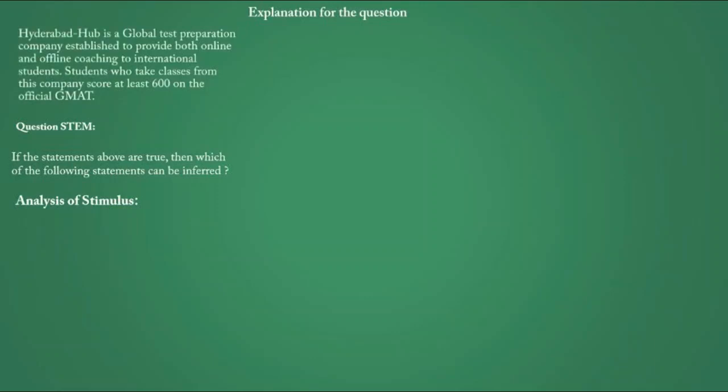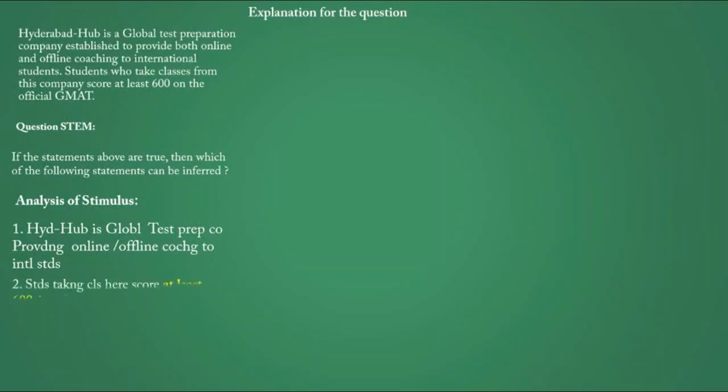Hyderabad Hub is a global test prep company providing online and offline coaching to international students. Students taking classes here score at least 600 in official GMAT. The central idea of the stimulus is Hyderabad Hub, which gives coaching to international students, students who give GMAT score at least 600 in the official test. I don't see any connection between the two statements.